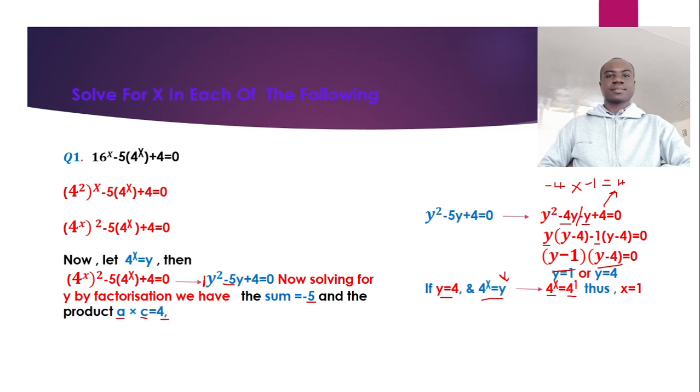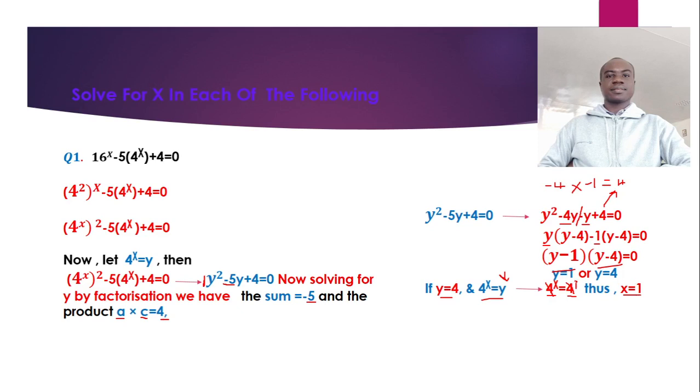Now 4 is in power 1, right? Now according to laws of indices, if the bases are equal, you can equate the powers to solve for the value of x, and that's what we have done, which means our x is equal to 1 when we equate the bases, I mean the powers.